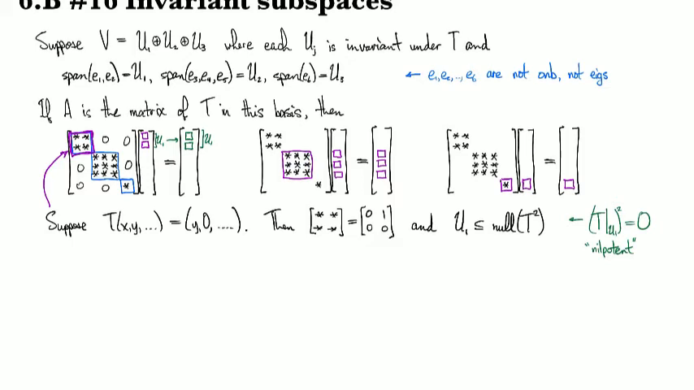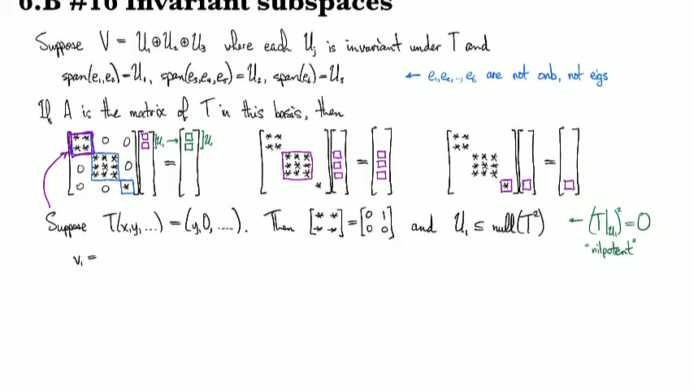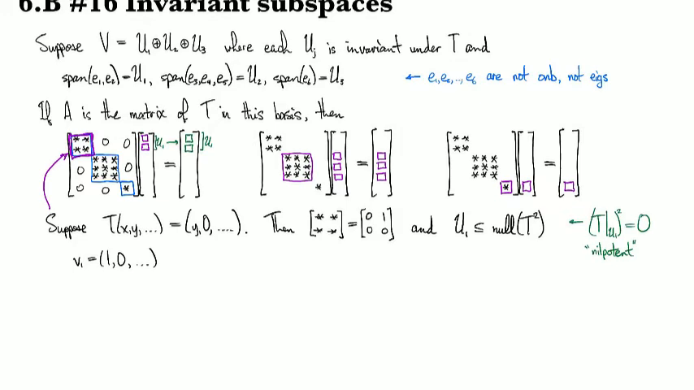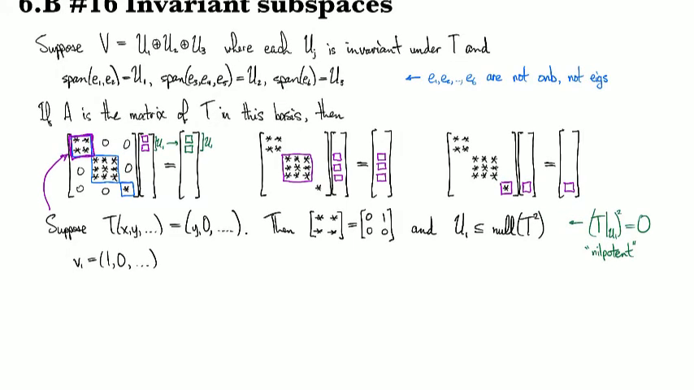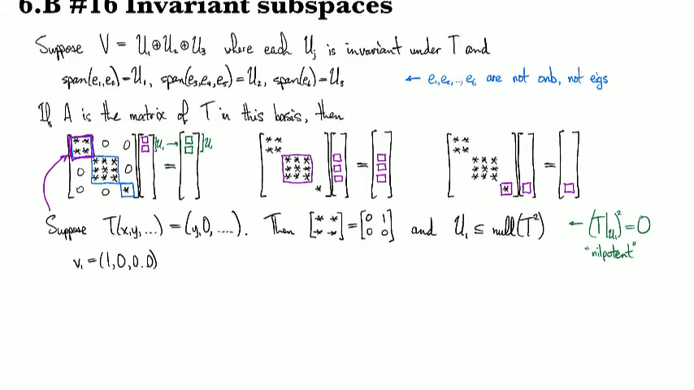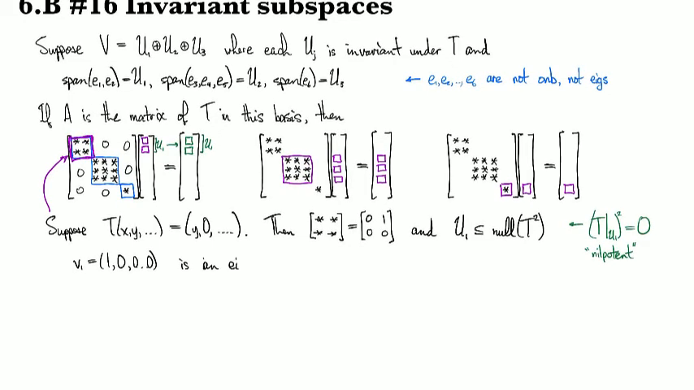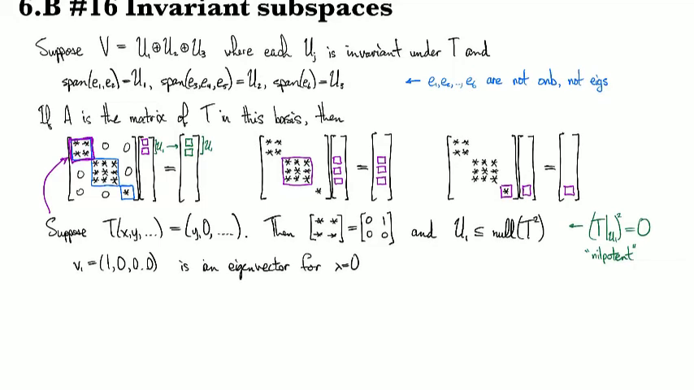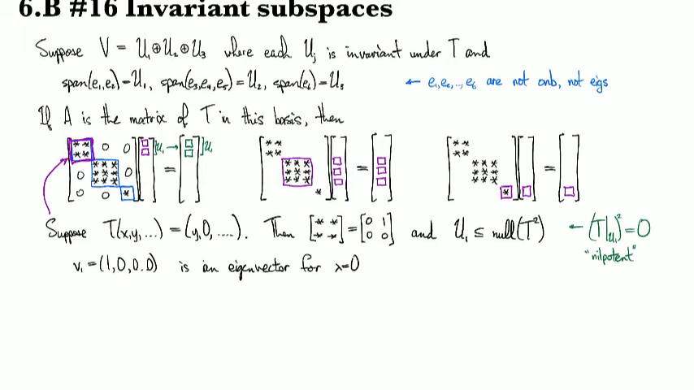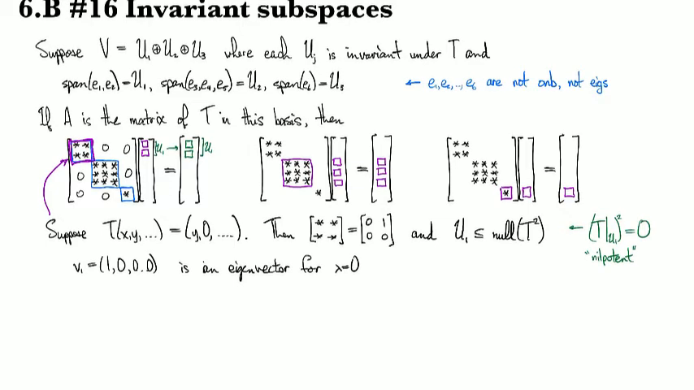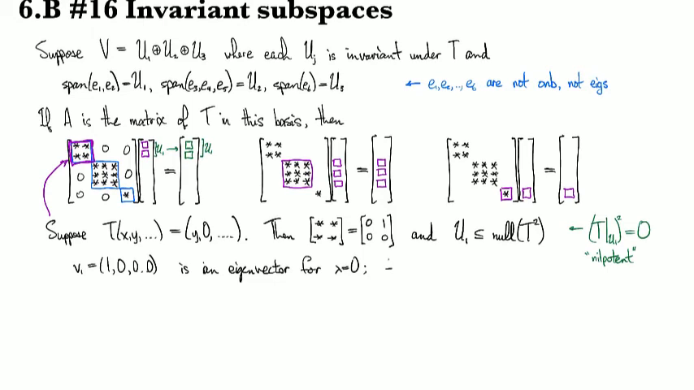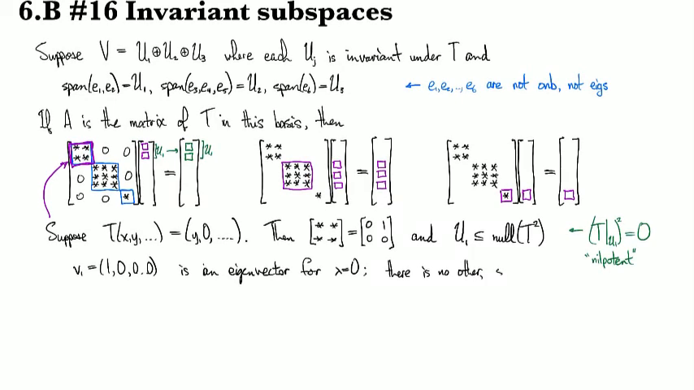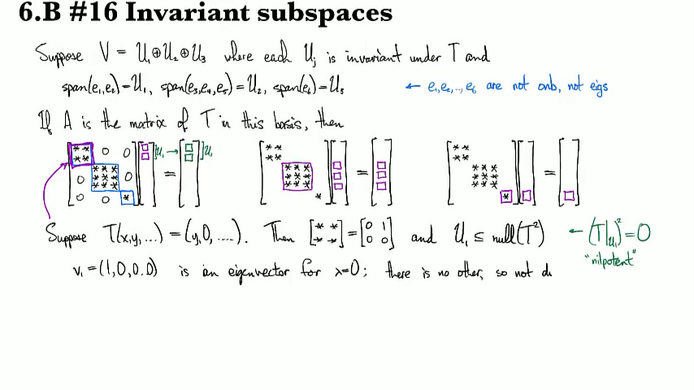Now suppose we have v1 being (1, 0), and the rest are all zeros. This is an eigenvector for our eigenvalue 0. It is the only eigenvector of this 2 by 2 matrix. So it is not diagonalizable.